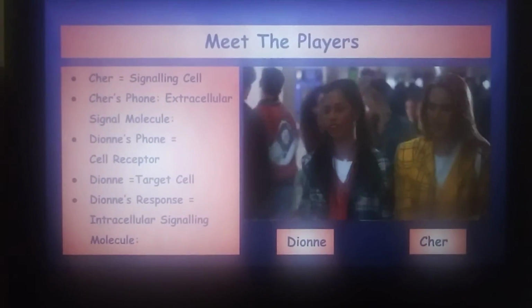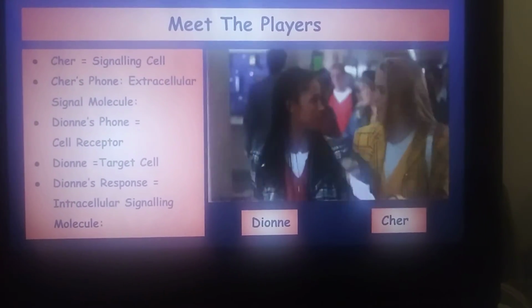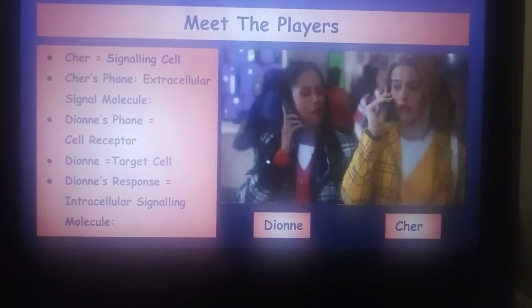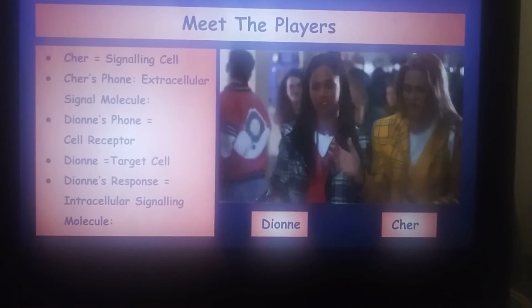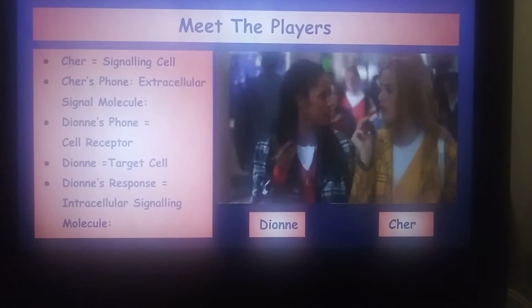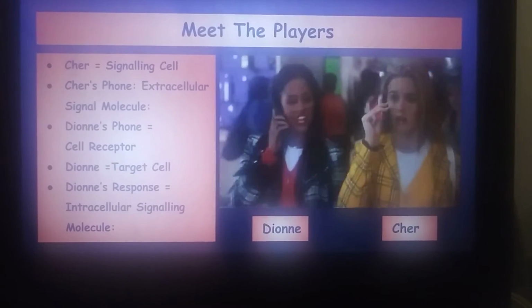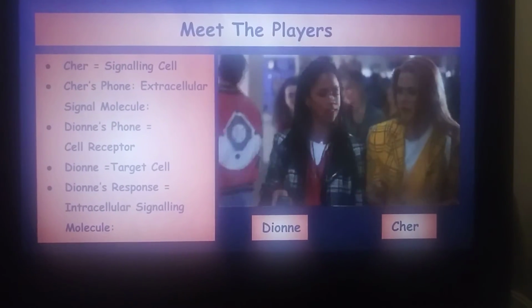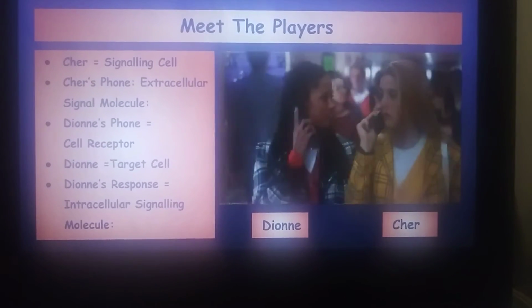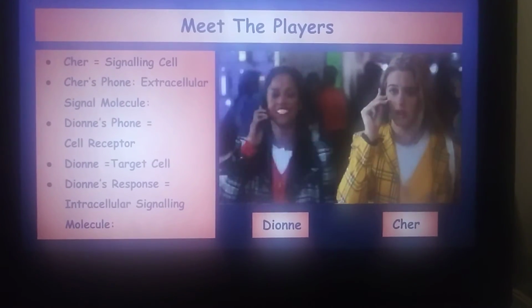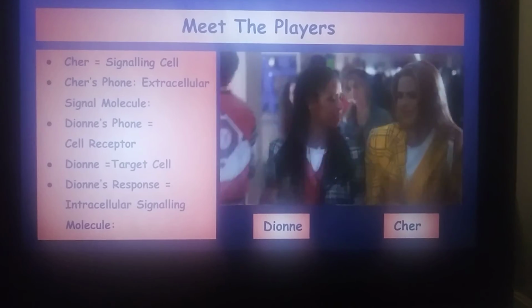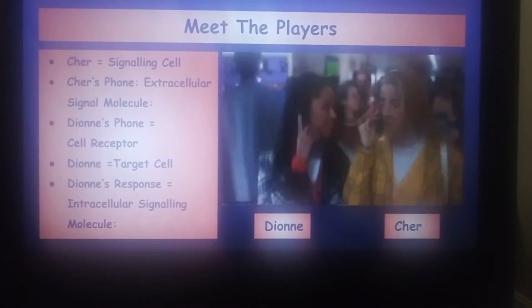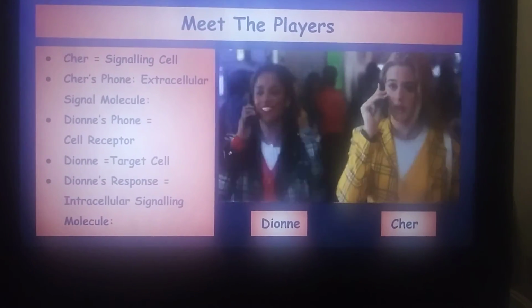Now please observe my slide. We have Dion and Cher. Cher calls Dion. Cher is a signaling cell. Dion is a target cell. And the phone that Cher uses is the extracellular molecule, while Dion's phone is a cell receptor. And Dion's response to her, especially as she walks towards her, is the intracellular signaling molecule.